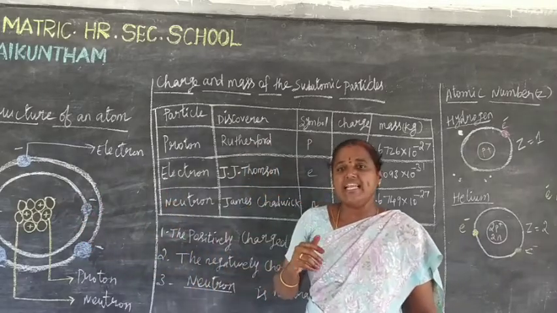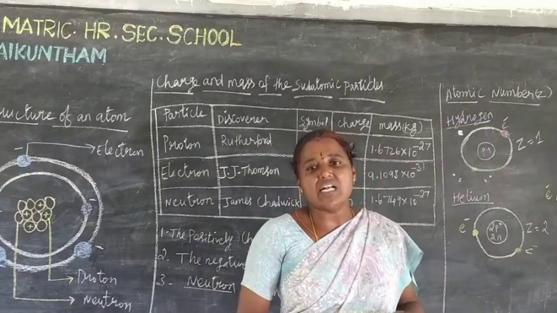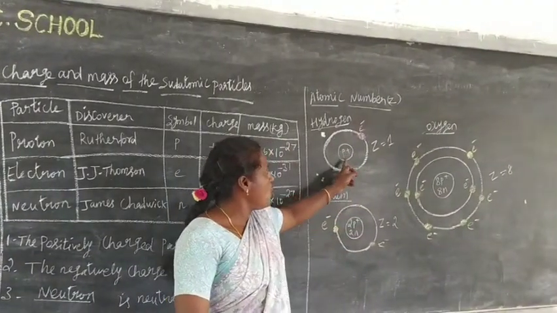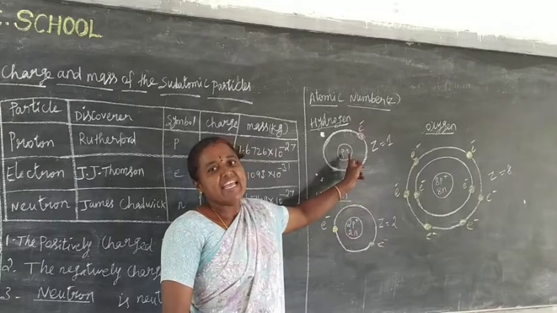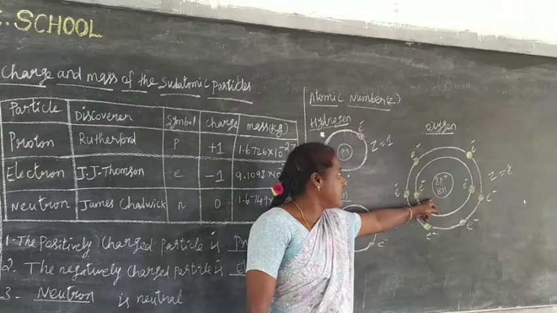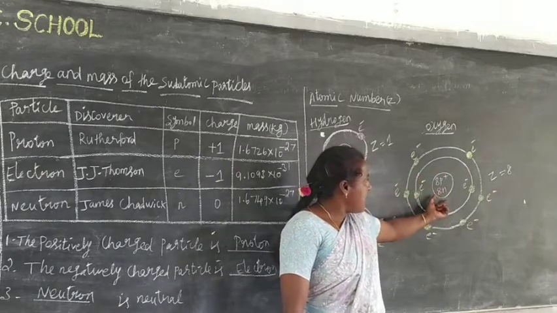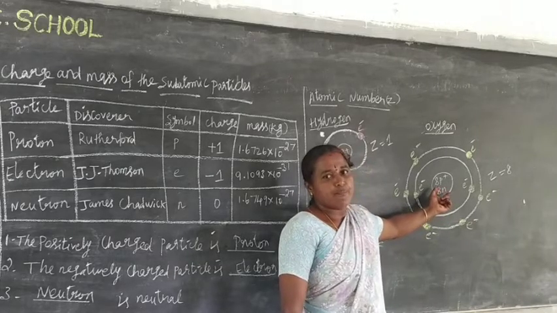For example, if the nucleus has only one proton, then all such atoms are hydrogen atoms. Hydrogen atoms have only one proton. Okay, if there are 8 protons, then that atom is oxygen. See here, this is an oxygen atomic structure. Oxygen has 8 protons in the nucleus.